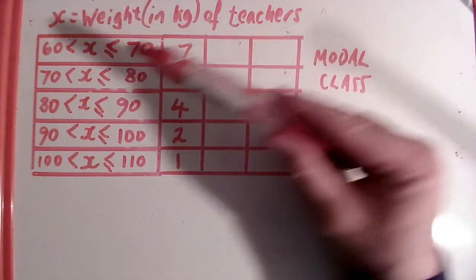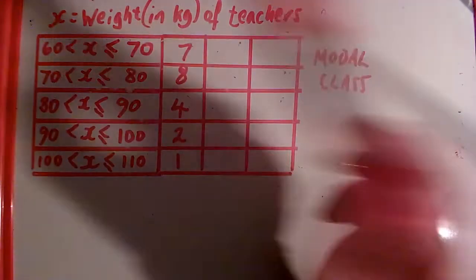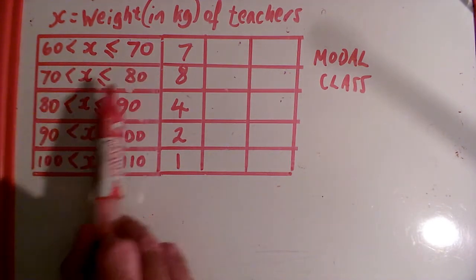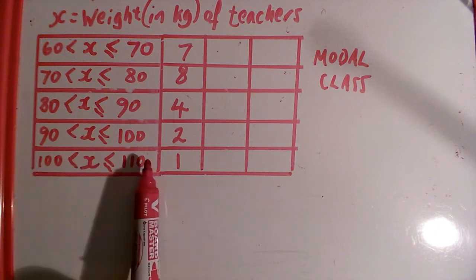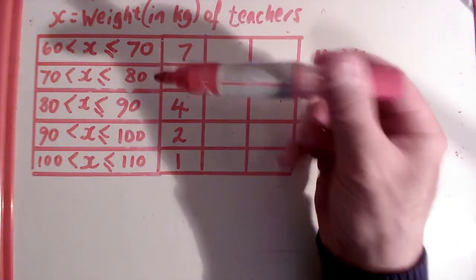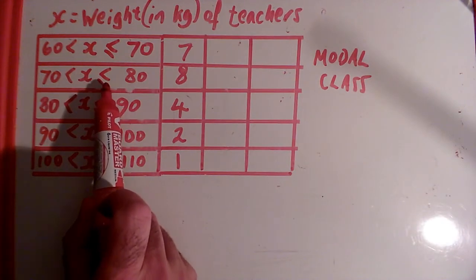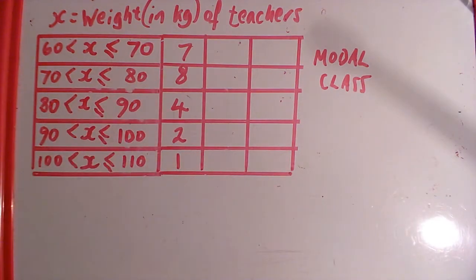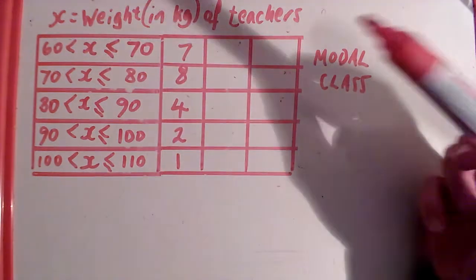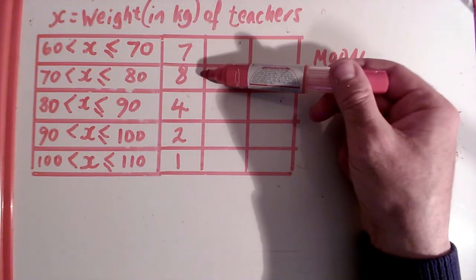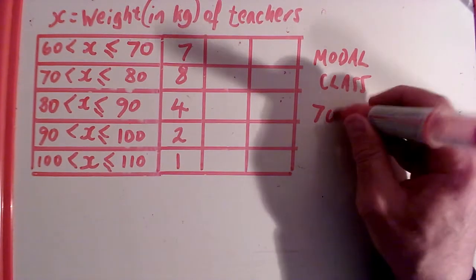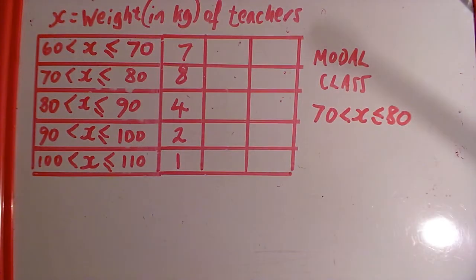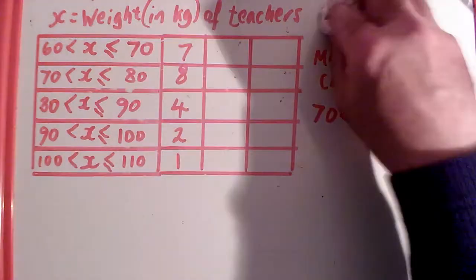So in this case, it's weight of teachers in kilograms, so X is that. So you've got some teachers that are between 60 and 70 kilograms, between 70 and 80, 80 and 90, 90 and 100, 100 and 110. If somebody's exactly 80, then the less than or equal to symbols tell you that they go in that category rather than that category. And the category with the most teachers in is this one that's got 8 in. So the modal class or the modal category is X between 70 and 80. So it's just the group that there's the most in.